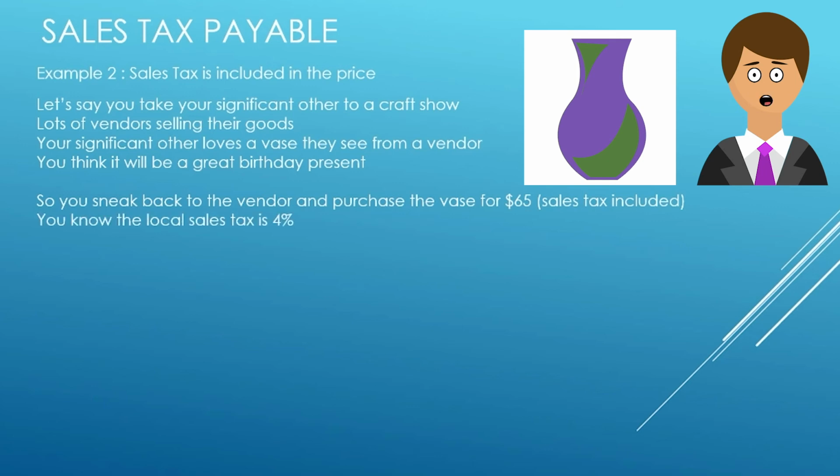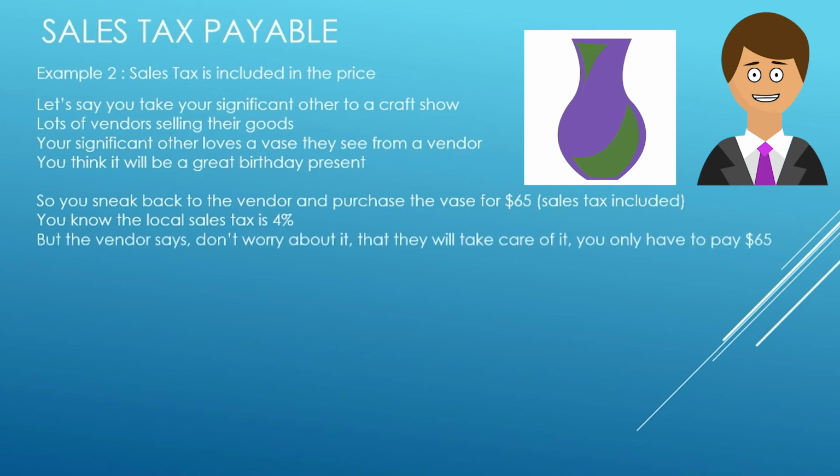Now, you know that the local sales tax is 4%, so you're wondering why they're not charging you an additional 4%. But the vendor says, don't worry about it. They will take care of it. You only have to pay the $65 because, again, the sales tax is included. So you walk away with your nice, new, beautiful vase for $65. So how will the vendor record this transaction?